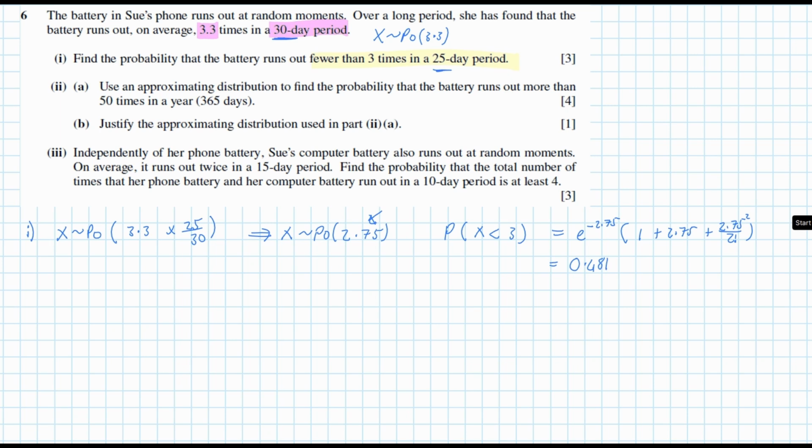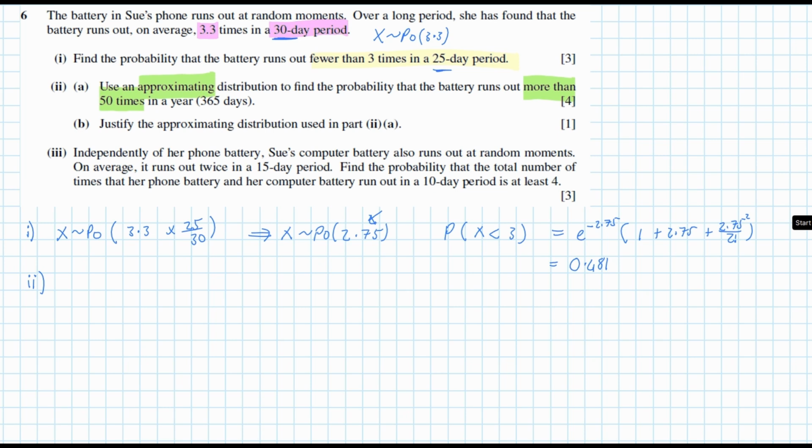So that's that one. Number 2. Use an approximating distribution. Okay, an approximating distribution. So straight away, because it's Poisson, we must be going to normal, I think, to find the probability the battery runs out more than 50 times in a year, which is 365 days. So we need to change from Poisson to normal distribution.